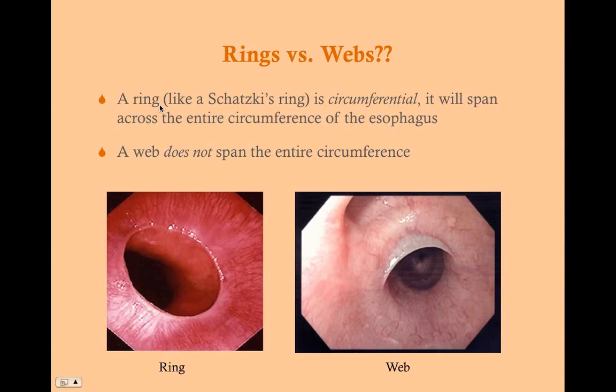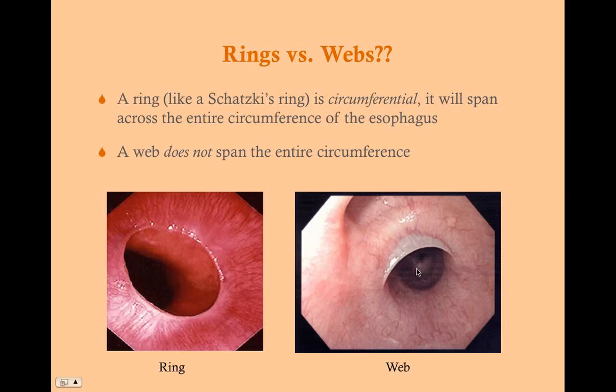So what's the difference between rings and webs? A ring, like a Schatzki's ring that we just talked about, is circumferential, so it's going to span across the entire circumference of the esophagus, whereas a web is going to be just in one part. So this is a good visual, and this will help it make sense. You can see here that this is a ring. Normally the esophageal lumen would be a little bit wider, but you've got tissue spanning the entire circumference. So this is a ring, like a ring that goes around your finger. It's the entire circumference of your finger.